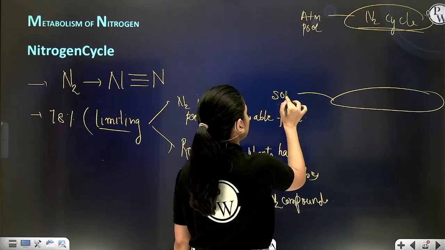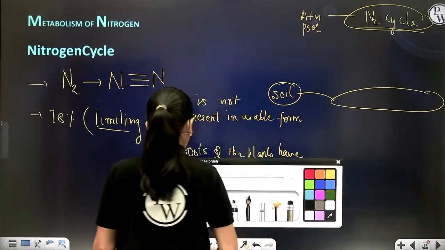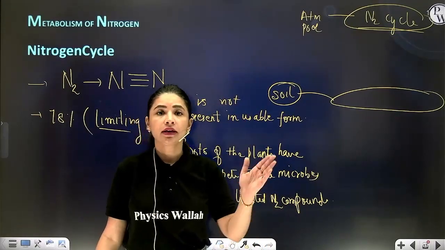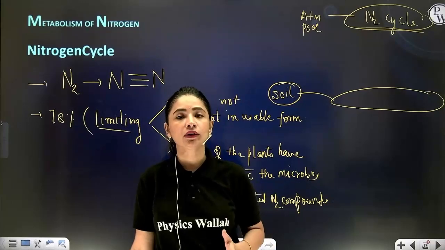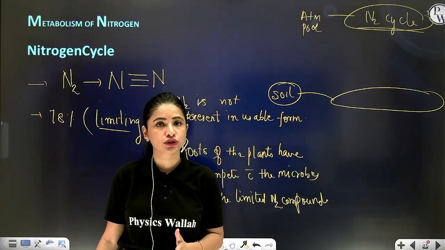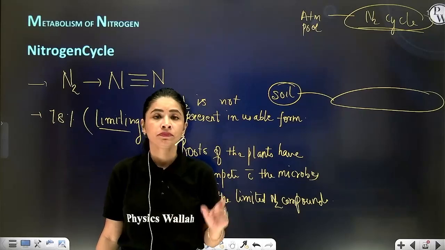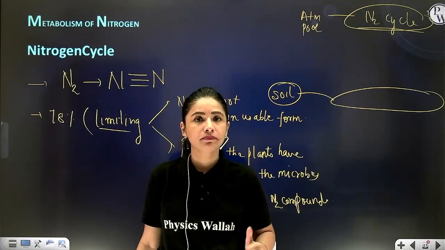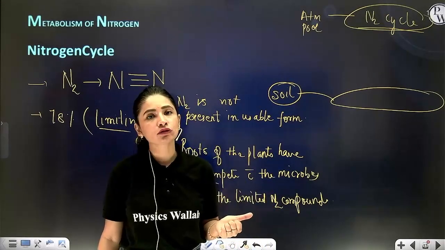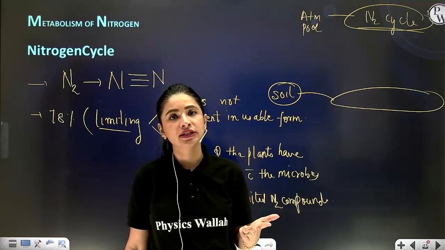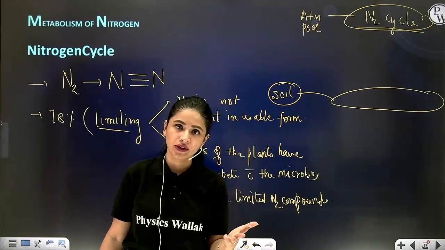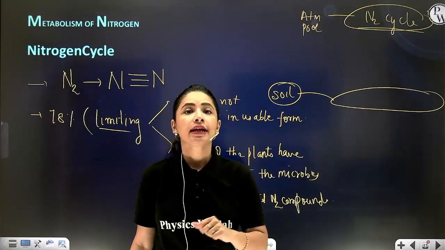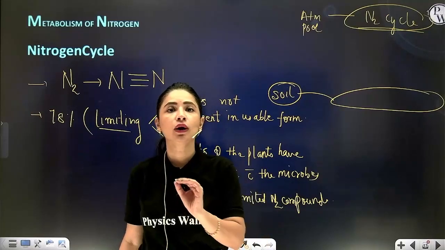Now how will it enter into the soil pool? By the process of fixation. The atmospheric nitrogen will be converted into some usable form, some compound form of nitrogen, by the process of fixation. This fixation can be done in 3 ways: biological nitrogen fixation, industrial nitrogen fixation, and electrical nitrogen fixation. When I specifically talk about biological nitrogen fixation, then nitrogen is converted into ammonia.